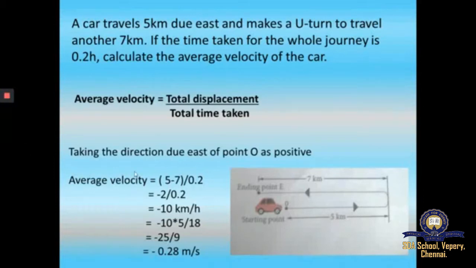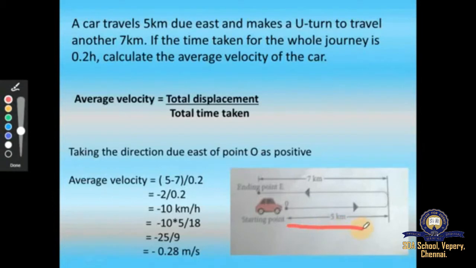So taking the direction due east of point O as positive, from the point O it is 5 km, then it takes a U-turn and travels another 7 km. So average velocity is equal to total displacement by total time taken. The total time taken is 0.2 hours. And for total displacement we have to subtract, 5 minus 7, divided by 0.2.